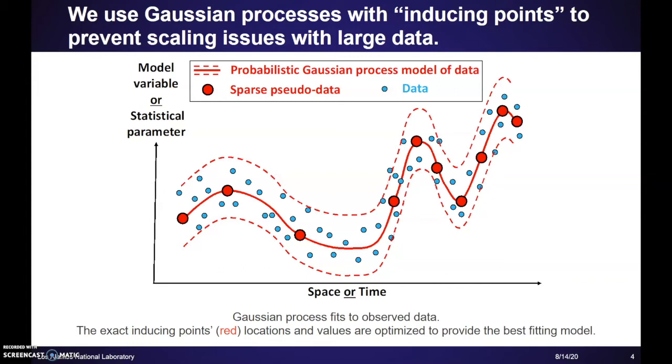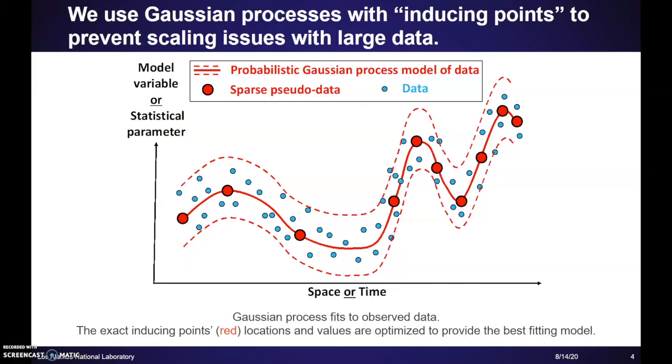However, since Gaussian processes scale poorly as the number of data points increases, we use sparse variational Gaussian processes instead. In this type of model, instead of fitting the model to every single data point, which is quite cumbersome, we fit to a small number of data points called inducing points, whose values and locations are optimized to provide the best model. It is up to the user to define how many inducing points they want.